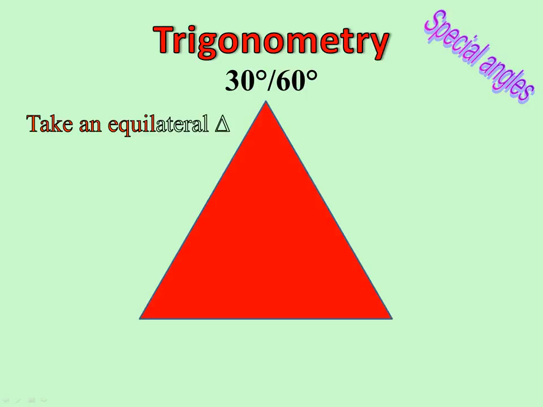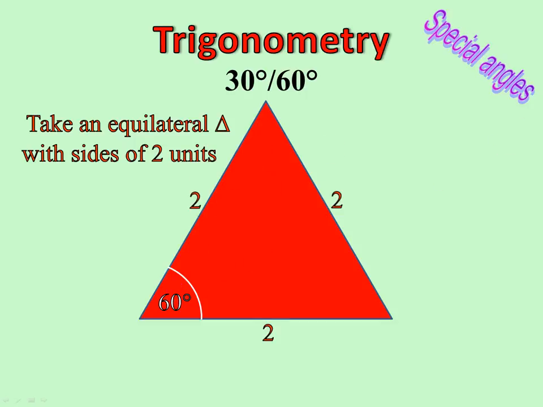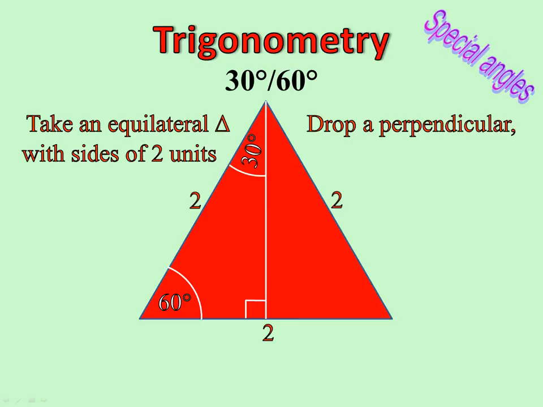60 degrees. Let's draw an equilateral triangle. Means we have 60 degrees all the way around. Let's just look at one of them. Let's let the sides be 2 units long. We can let them be any units long we like, because trigonometry involves ratios, not actual lengths. 2s all the way around. Why did I have 2s? Because I'm going to drop a perpendicular.